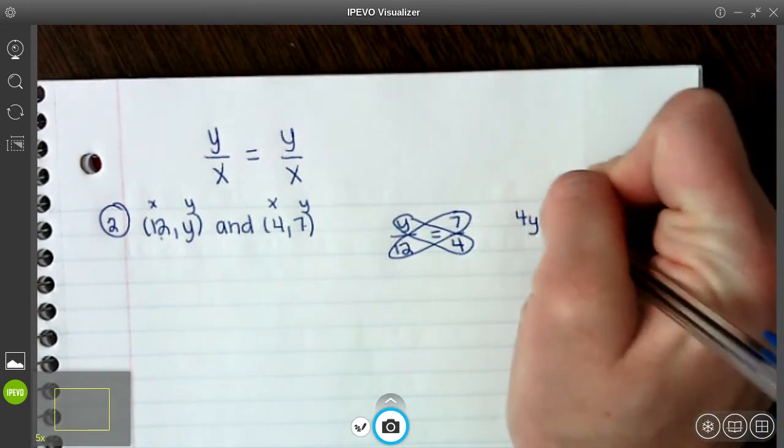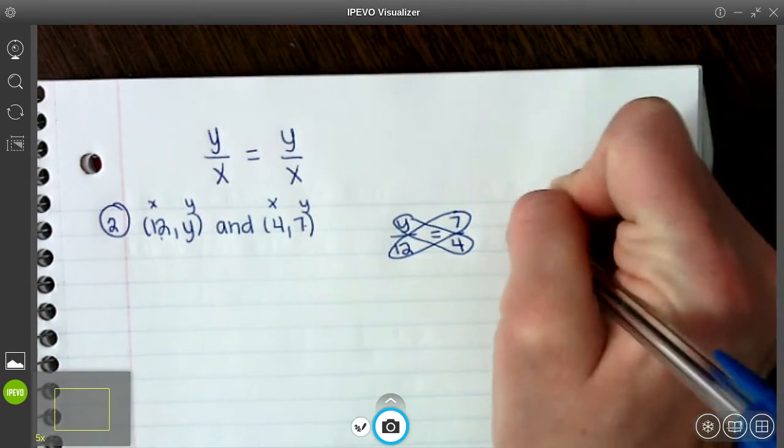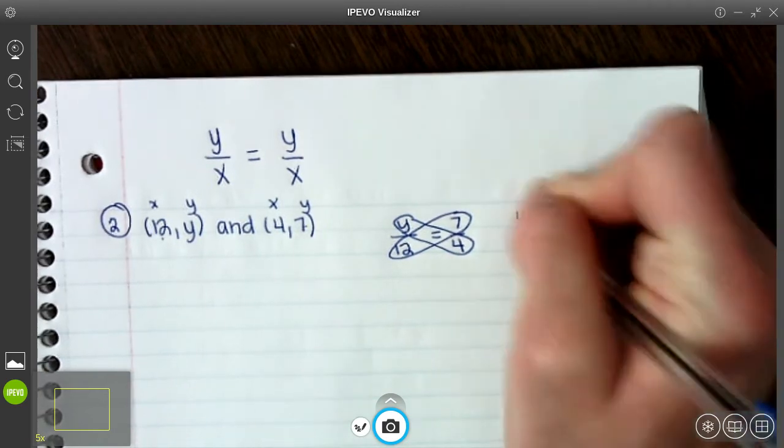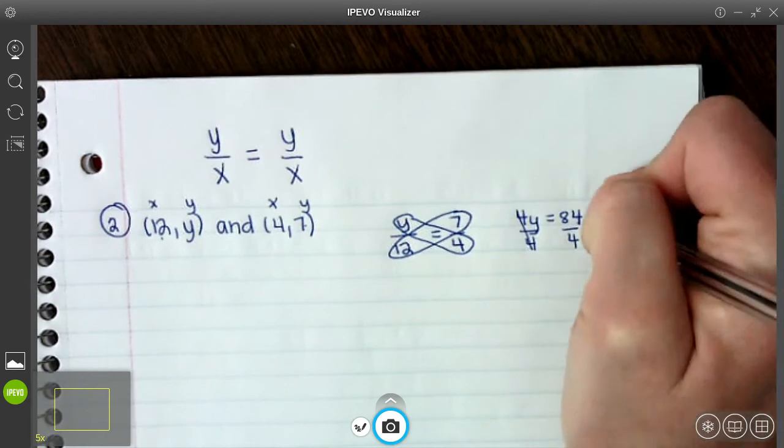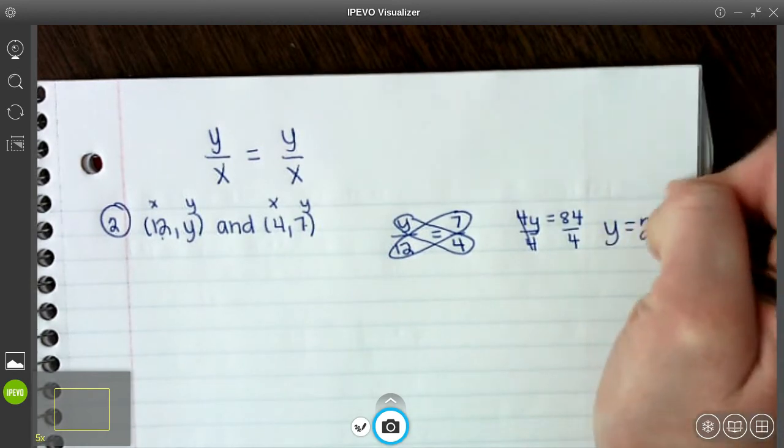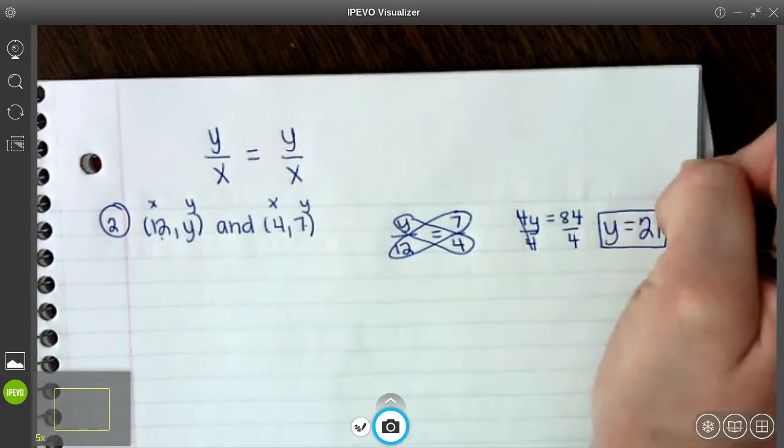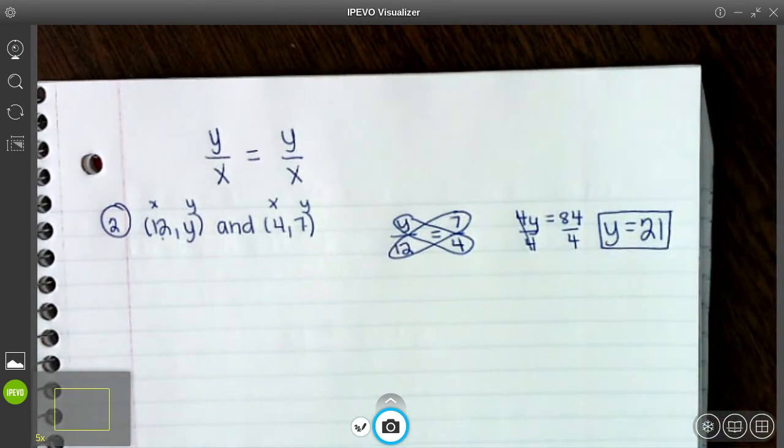84. And then we divide by the number in front of y. So we divide by 4. So what does y equal? Very good. And that's all you need to know for direct variation. That's not too bad, is it?